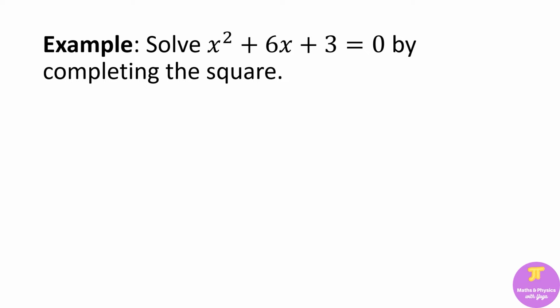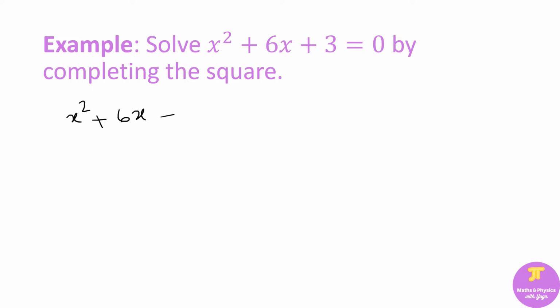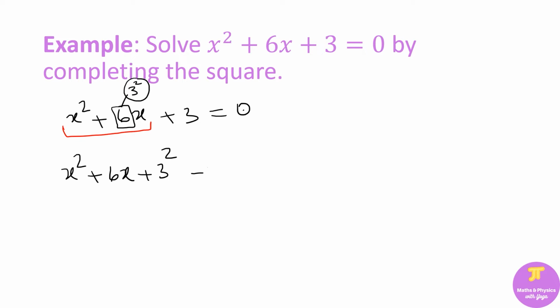So let's have a look at an example. Solve this equation by completing the square. If I rewrite this equation, x squared plus 6x plus 3 equals 0. If you want to convert this part, just focus on this part, into a square, what we need is half of this. Half of 6 is 3, we need 3 squared. So what we will write is x squared plus 6x. What we are going to do, we are going to add this one and we are going to subtract this one, and we will write the remaining as it is.